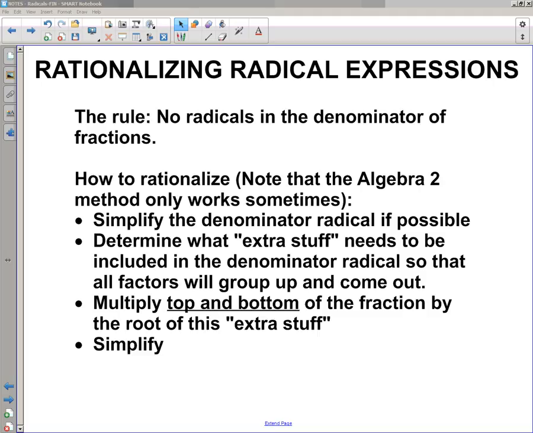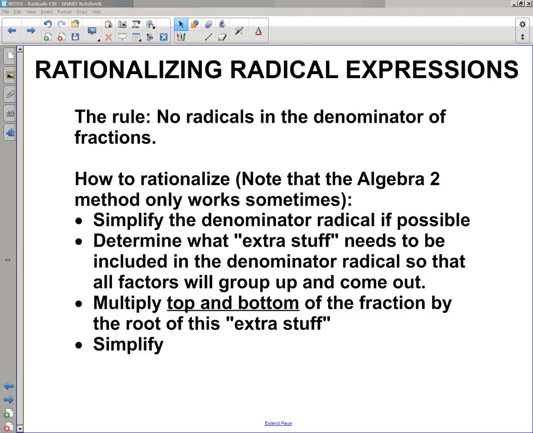So first step, you always want to look at the denominator, and if you can simplify that radical, go ahead and do so. If there's anything you can pull out of there, go ahead and pull it out. There's other things you can do to simplify. In the next video, we'll talk about reducing. If you've got radicals in the top, sometimes you can reduce coefficients and variables in the top and bottom of the fraction. But do whatever you can to simplify if possible.